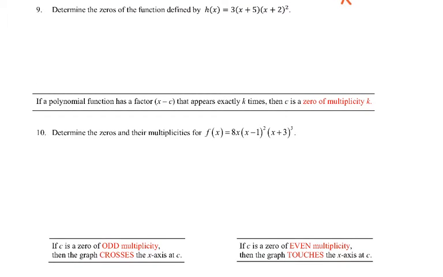Number 9, determine the zeros of the function defined by h of x equals 3 times x plus 5 times x plus 2 squared. This one is nice because it is already factored out, so it's already got that first step taken care of for us. The second part of this would be to set each of those factors equal to 0.